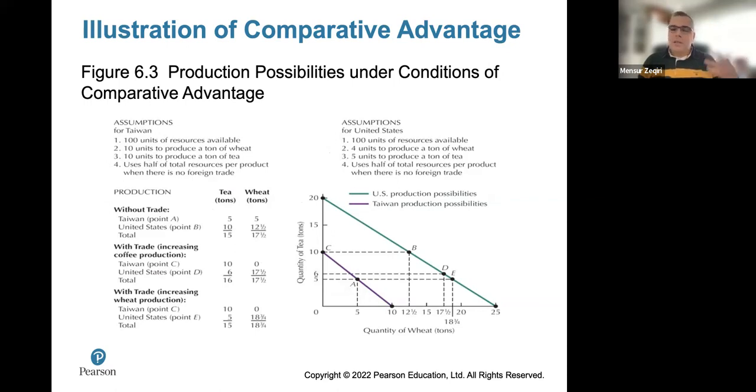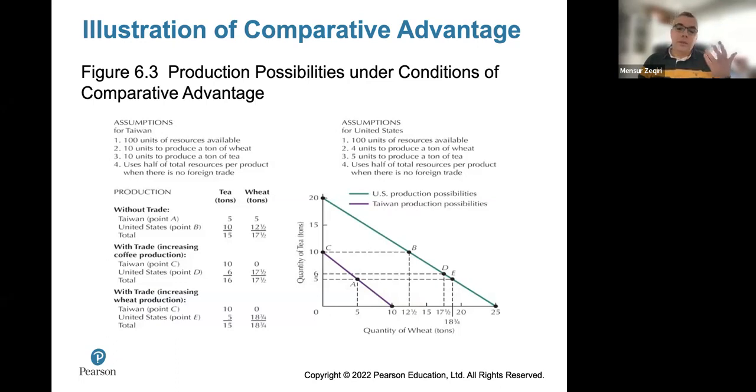And the other figure that we have here is actually an illustration of comparative advantage. It's the same example that we had earlier. So we have two countries, each with a total of 100 units of resources available here, and half of these resources, so 50%, is used in each product. So 50% of resources to produce tea in these cases, and 50% of resources to produce wheat in these cases. So with 50% of resources, it takes Taiwan 10 units of resources to produce either a ton of tea or a ton of wheat, whereas it takes the United States only 5 units to produce a ton of tea and 4 units for a ton of wheat.